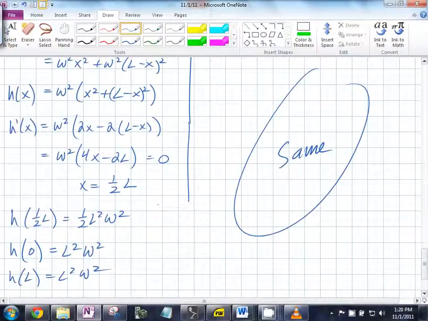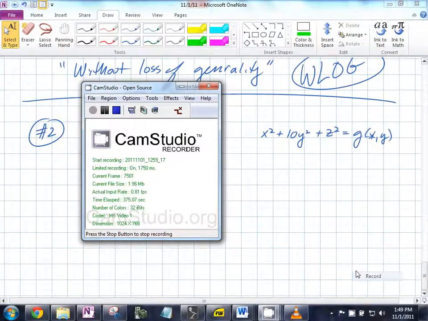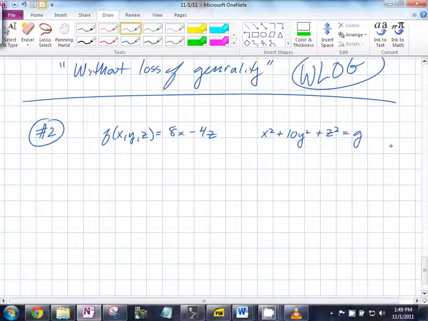Okay. That's great. So you know that 8 is equal to lambda times what? 2x. You know that 0 is equal to lambda times what? 20y. Thank you. 20y. And you know that negative 4 is equal to lambda times what?